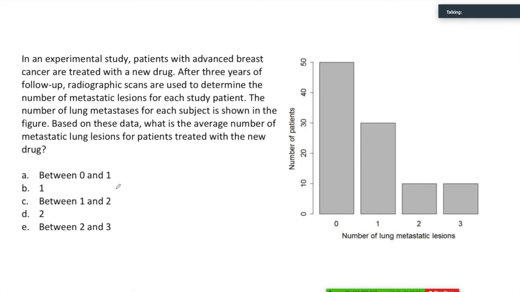Okay. So next we have a question here. In an experimental study, patients with advanced breast cancer are treated with a new drug. After 3 years of follow-up, radiographic scans are used to determine the number of metastatic lesions from each study patient. The number of mets for each patient is shown in the figure. Based on these data, which is the average number of metastatic lesions for patients treated with the new drug? What are they asking? Yes. So they're asking, what is the mean, really?